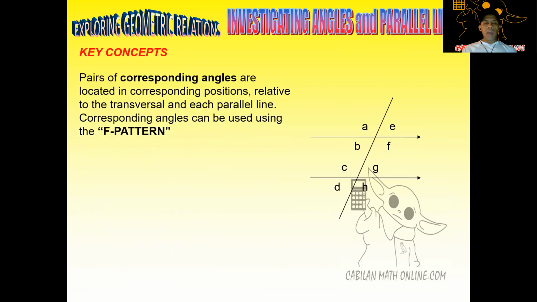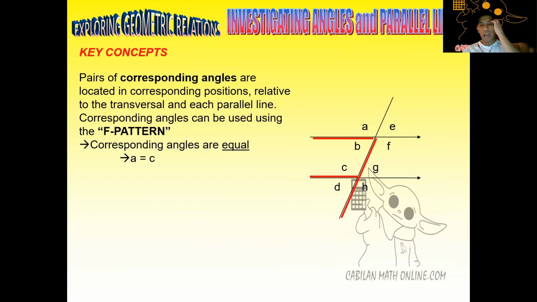All right, the next one that we have here is the F pattern. It's actually going to be in several directions. For the first one here, we have an F that's upside down and backwards. When you have this, the angles that are part of the corner of that F would be equal. So in this case, angle A and angle C would have the same measure. Now we're going to flip that around, and you notice we have a backward F that's just downwards here.